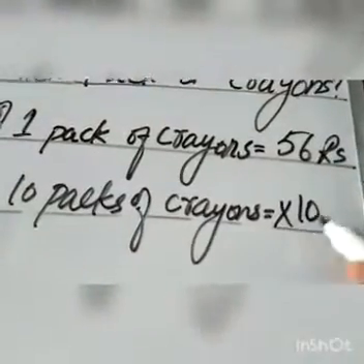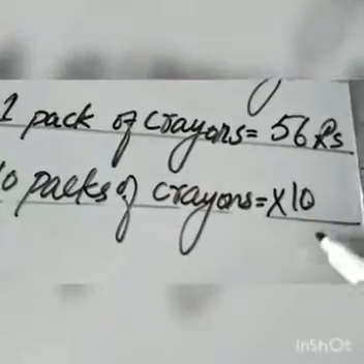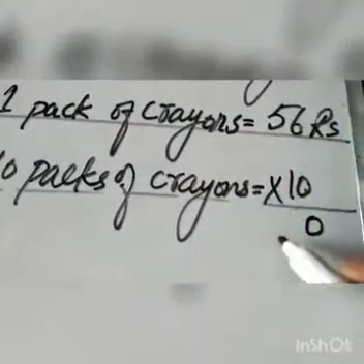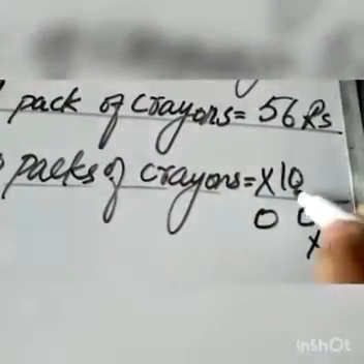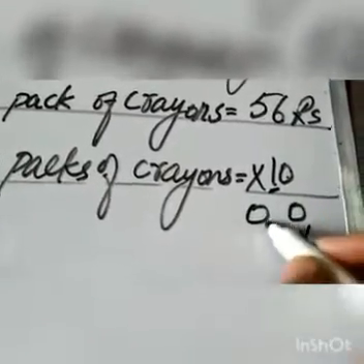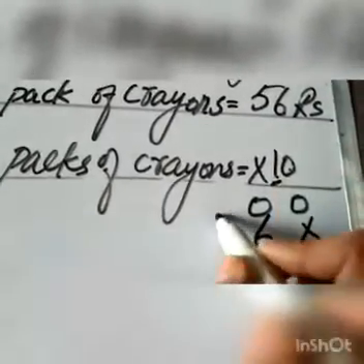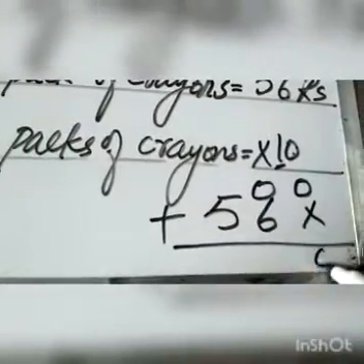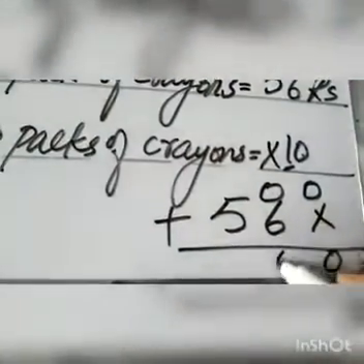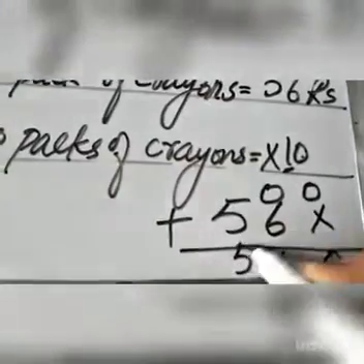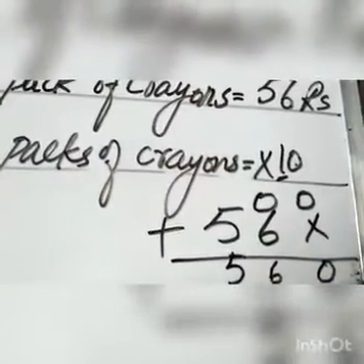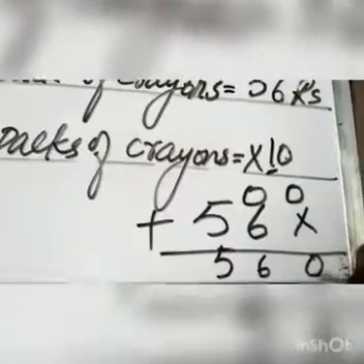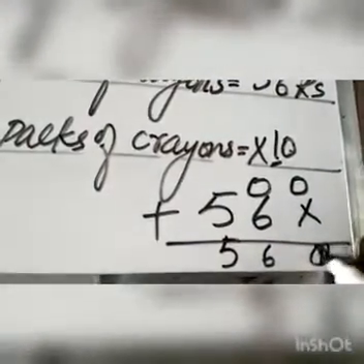10. Okay, 6 times is equal to 0. 5 times is equal to 0. The second digit from 10, that is 1. 6 times is equal to 6 and 5 times is equal to 5. Now add them together. 0 plus 0 is equal to 0. 0 plus 6 is equal to 6 and 5. So the cost of 10 packs of crayon is equal to 560 rupees.